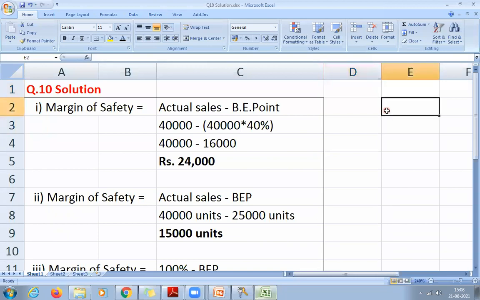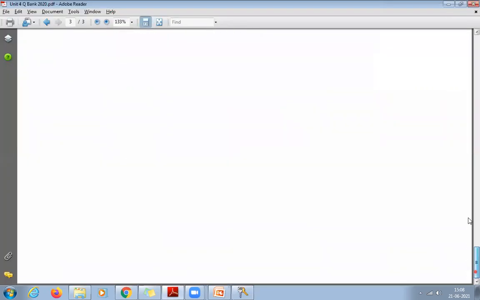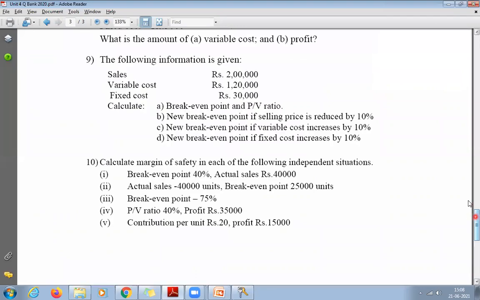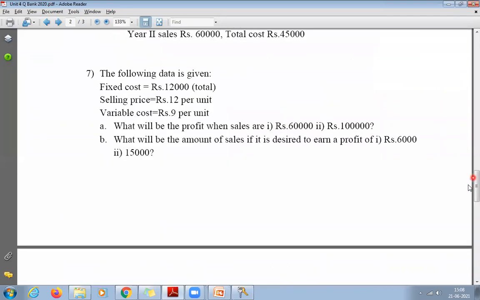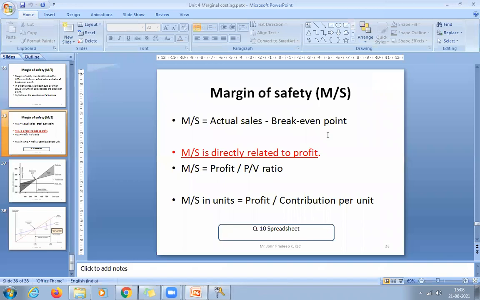Any doubts, students, in question number 10? No, sir. So there is no question, so we can wind up. We have done all the questions. Anybody, anything we left out? No, right? Yesterday we did question number 6, and that is already done. Any doubts, anything you want to discuss? From my side, this is done.